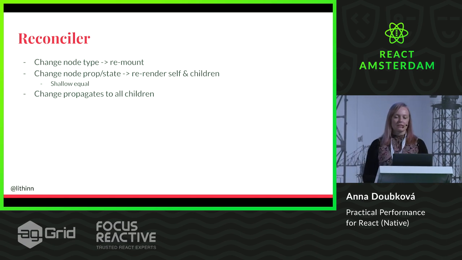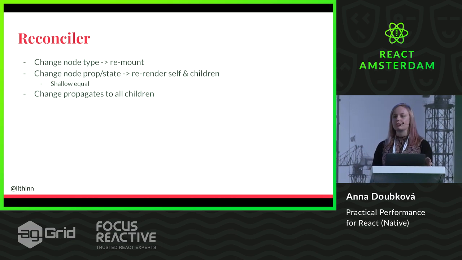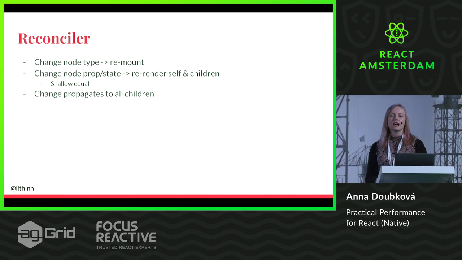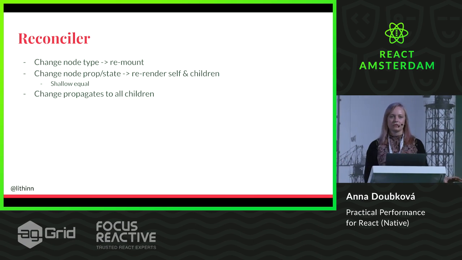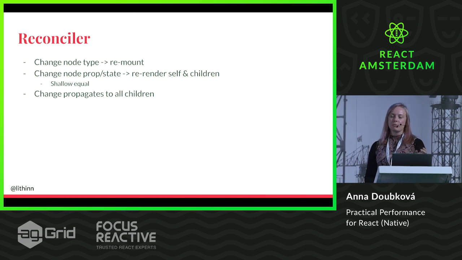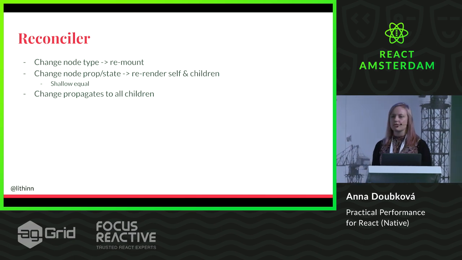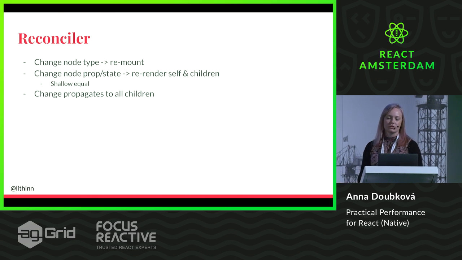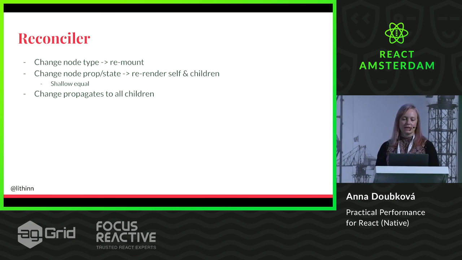There's the reconciliation process that was briefly mentioned, and it has just two relatively simple rules. If the node type changes, it scraps all the children components and remounts a new structure. And if a prop or state changes in a component, it re-renders itself and then goes to check the children if they need to re-render as well.